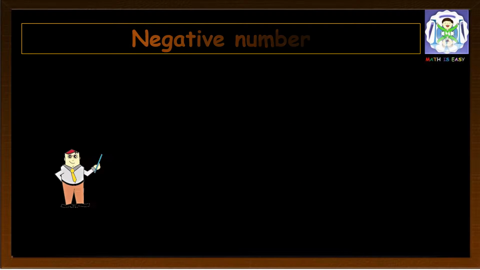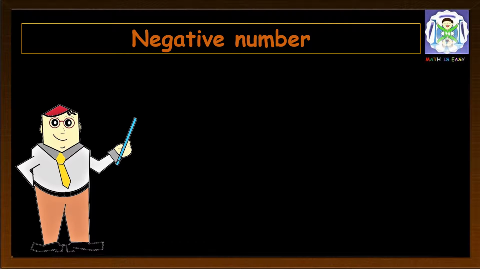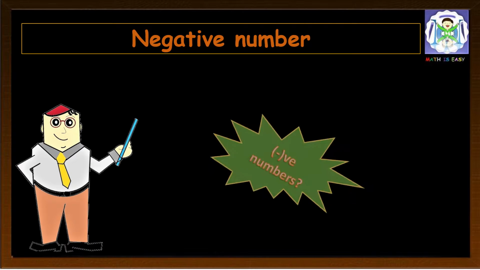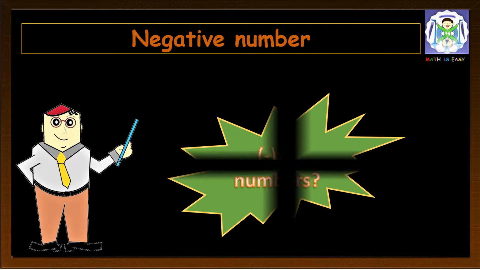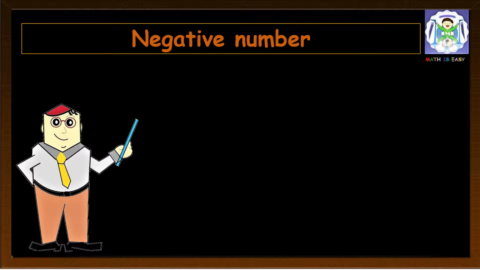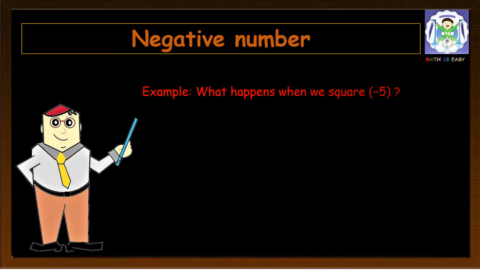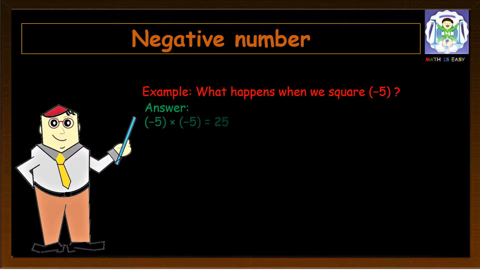So till now we have learned about the square of positive numbers, but how about negative numbers? How does squaring work with a negative number? Let's take an example. What will happen when we square minus 5? As the definition says, for the square we have to multiply that number by itself. So minus 5 times minus 5 is equal to 25.